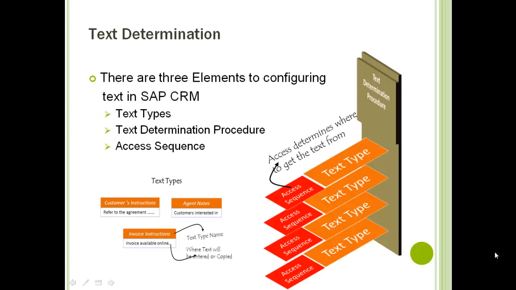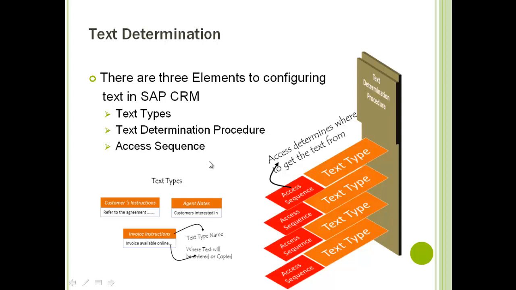Text determination. There are three elements to configuring text in SAP CRM. Text type, where text will be entered or copied. You can see examples of text types like customer instruction, agent notes, or invoice instruction. So it's a text type name, where a text will be entered or could be copied from somewhere else. Then we have a text determination procedure, which consists of various text types. And we have an access sequence which determines where to get the text from.